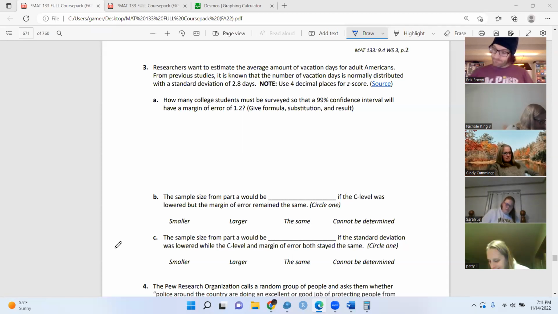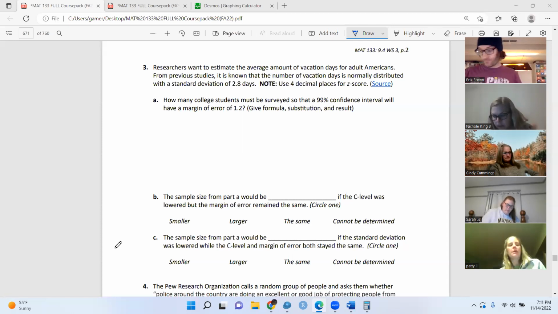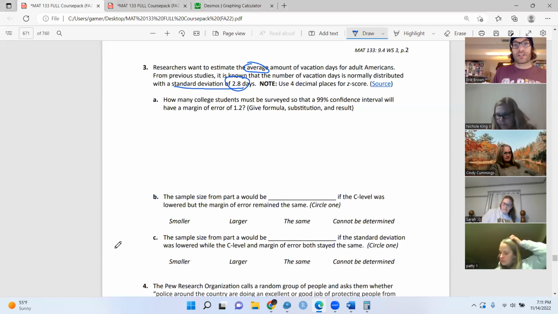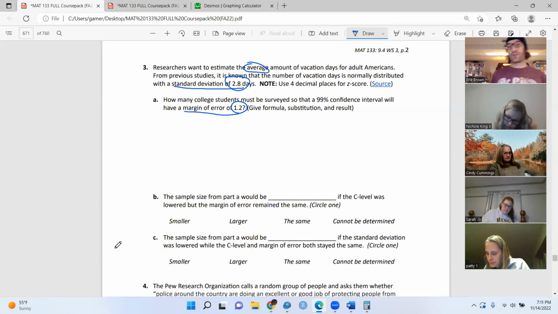Okay, that was 5 minutes. Was that a mean or a proportion? A mean. How'd you know? Because it says average. There you go. This one's a little tricky, but it does say average. The other clue, standard deviation. We don't need standard deviation for proportions. The other clue is that your margin of error is not a percentage.